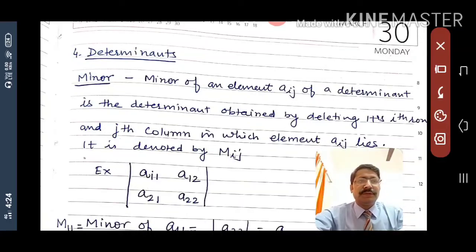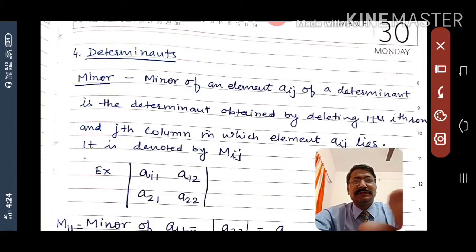We already started this topic. Many parts we have done, properties we have done, proving questions we have done, and use of the determinants also we have done. Now we will do some more points. The first point is the minor.